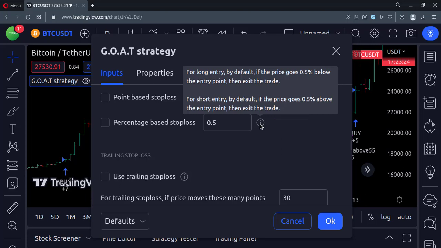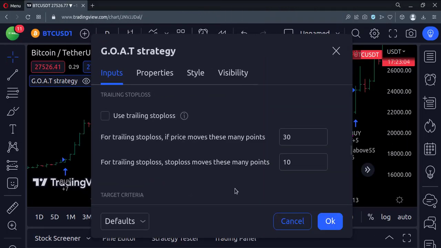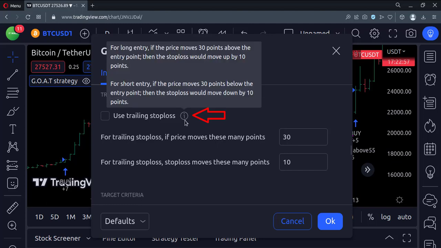Okay, so we have covered the stop loss until now. Now, let's see the trailing stop loss mechanisms of this strategy. If you want to use the trailing stop loss, you will have to select this checkbox. So this is how it works. For a long entry, if the price moves 30 points above the entry level, the stop loss will move up by 10 points. But, which stop loss will move up by 10 points?